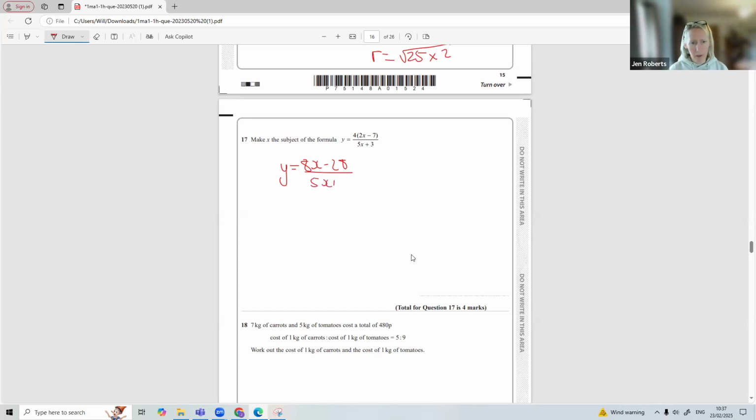I'm going to multiply both sides by 5x plus 3. Put it in a bracket. Expand your brackets. Right, I imagine a lot of you would have got to this stage. Next thing, you want to get anything with an x on one side, anything without an x on the other side. I'm going to gather my x's on the left, on the right hand side. Doesn't really matter because there are 2 different answers for this. So I'm going to add 28 to both sides first.